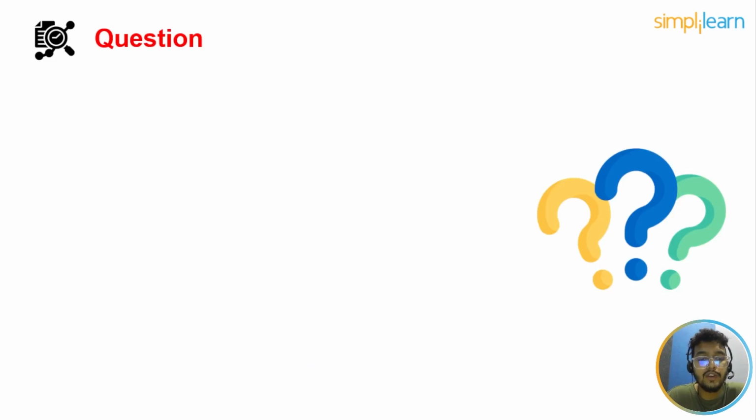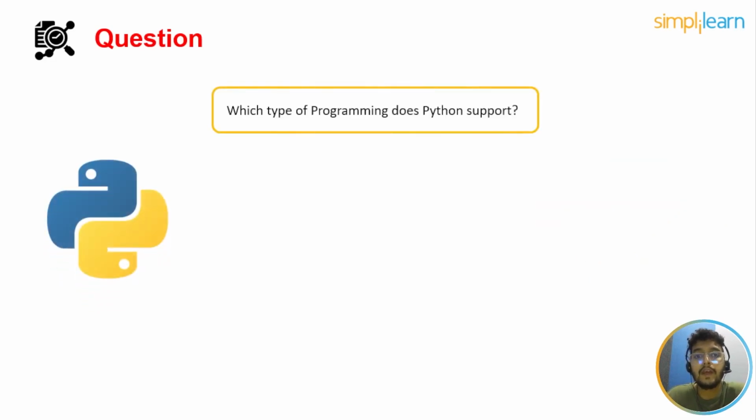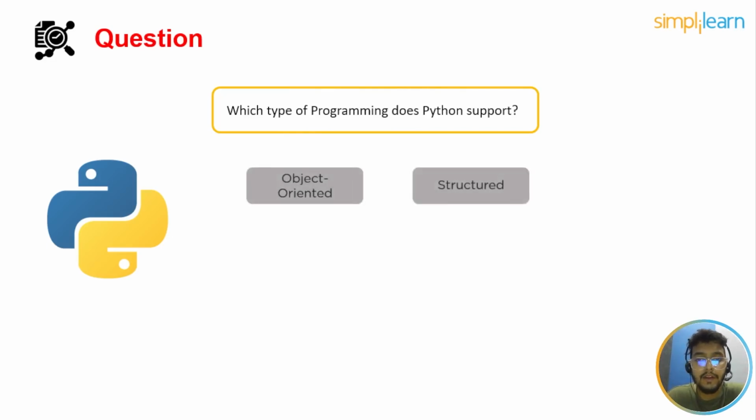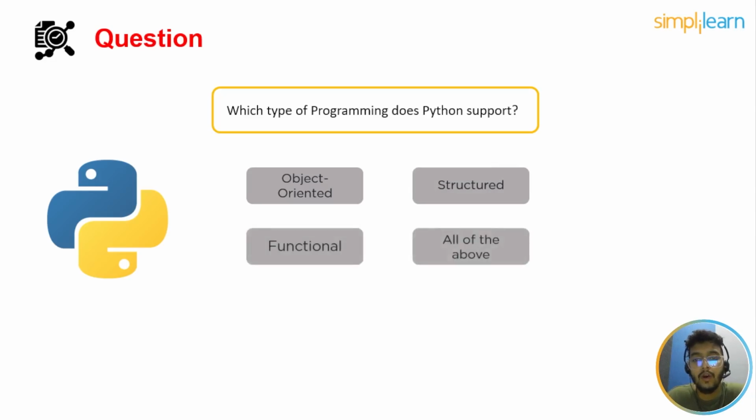So here is one question for you guys. I will give you exactly 1 minute for this. You can comment or give your answer in the chat section so I can see if the answers given by you are right or wrong. The question is, which type of programming does Python support? Option A, object oriented programming. Option B, structured programming. Option C, functional programming. And option D, all of the above.